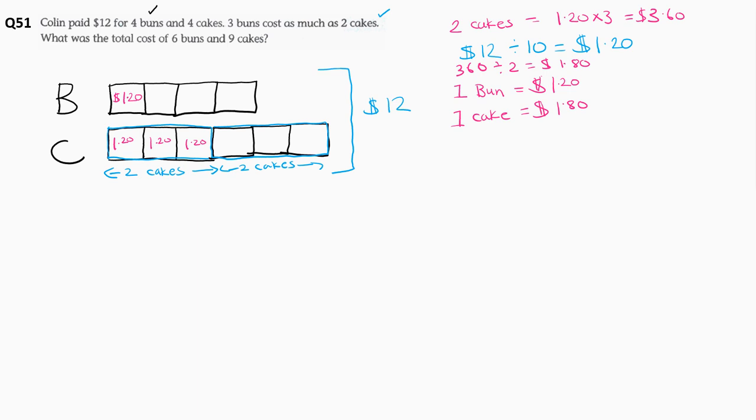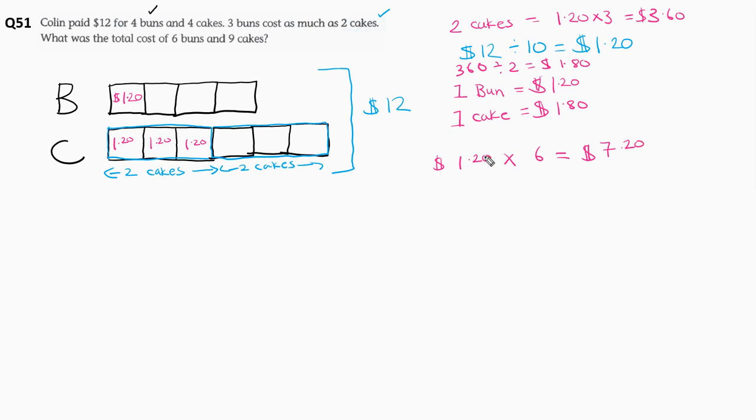Because the question I'm asked is, what was the total cost of 6 buns and 9 cakes? So we're going to have the cost of one bun, which is 120. We need to multiply that by 6. Okay. And that is 720.